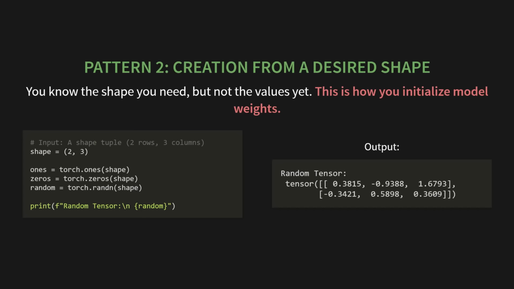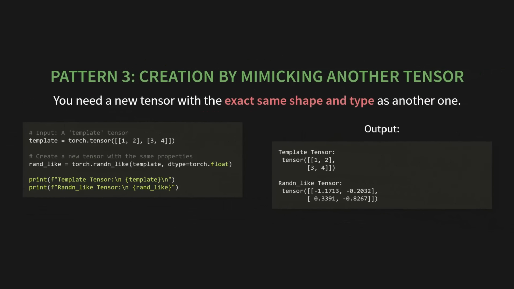All right, pattern number 3, creation by mimicking another tensor. This is a clever one. Sometimes you need a new tensor with the exact same shape and type as another one. Instead of doing it manually, we can just mimic it. Let's say we have an input, a template tensor we created earlier. It has 2 rows, 1, 2, and 3, 4.